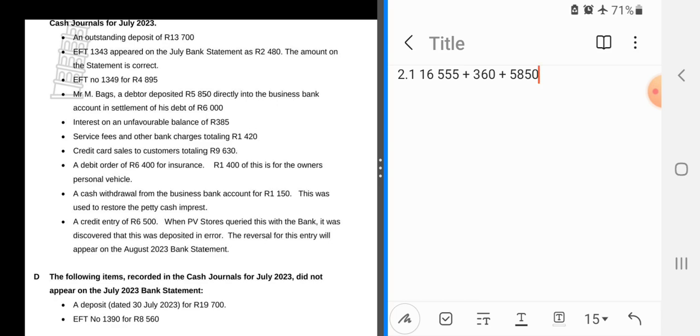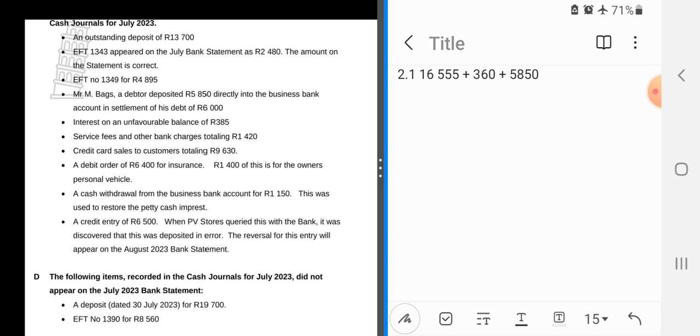And then interest on a favorable balance. There is interest on a favorable balance of 3,800. So these are the ones that we are adding to the bank, they are supposed to be under the cash receipt journal. Everything that is supposed to be recorded in the cash receipt journal we add, and everything that is supposed to be recorded in the cash payment journal we subtract. So that is the bank balance.